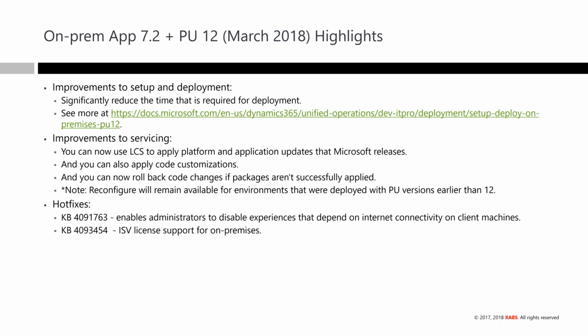On-premise updates. I had promised in the last webinar that from now on we'd be covering on-premise. On-premise is a little odd because the updates from Microsoft don't come as a separate platform update and application update. It's all put together. So keeping with that, I'm also keeping everything together here. And we're still on app 7.2 with PU12. This was from March, but there hasn't been anything on it. But since I haven't talked about this before, I'll give you a quick overview.